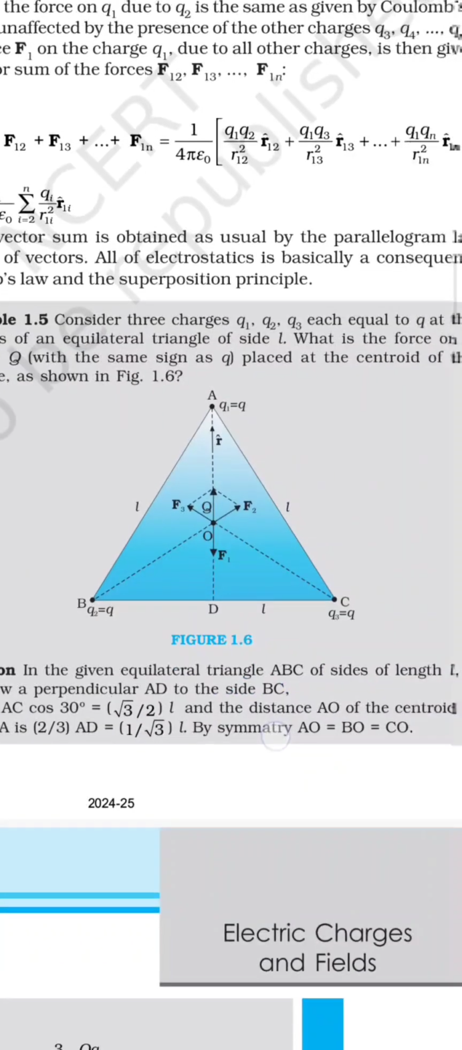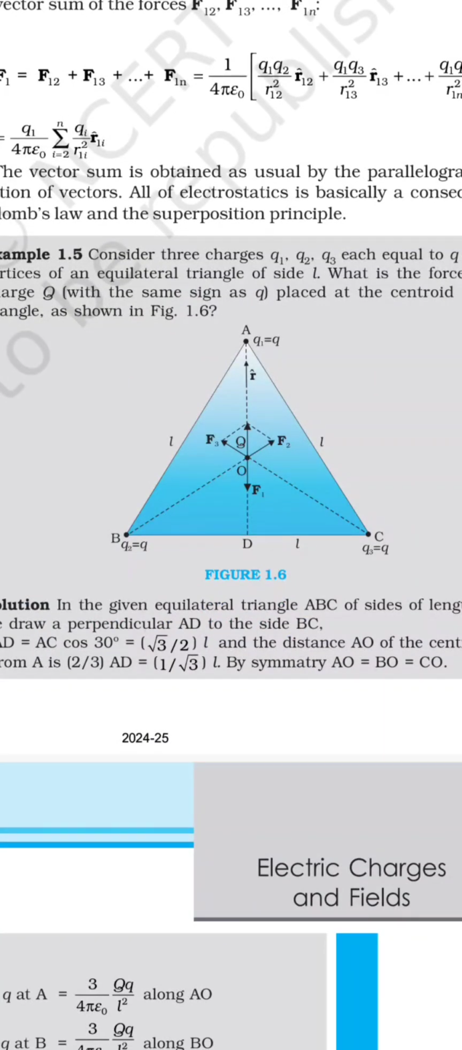Okay, next we have a question. The question states that there are three charges q1, q2 and q3, each equal to q, at the vertices of an equilateral triangle of side L. What is the force on the charge q placed at the centroid of the triangle as shown? So basically it's the centroid of an equilateral triangle. It divides in ratio 2:1. So this is 2, the down portion is 1.